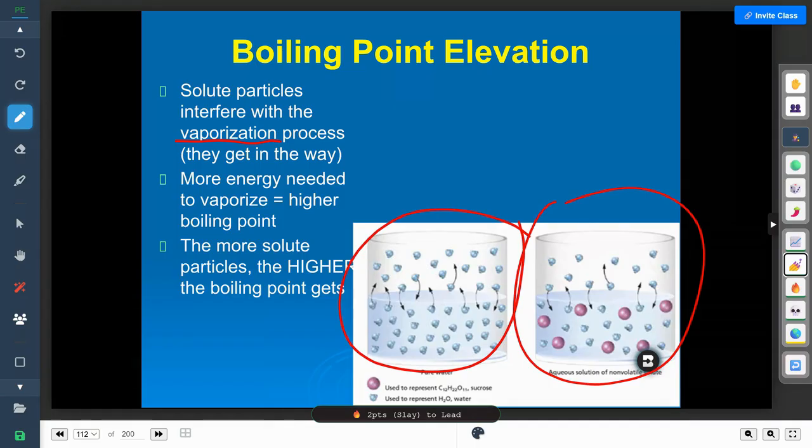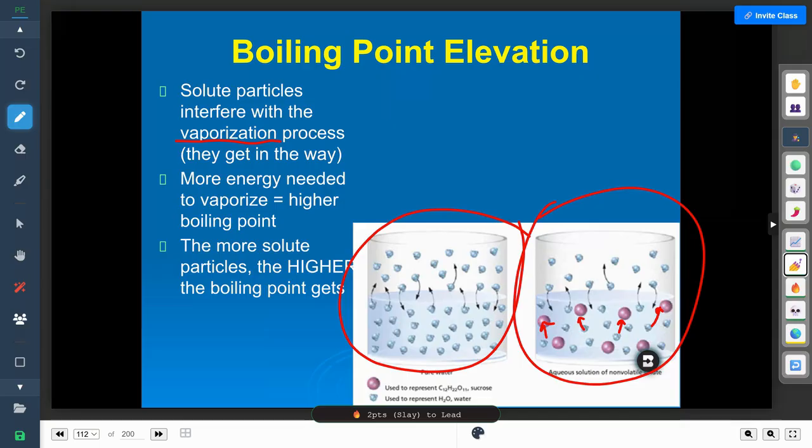And the reason that we have more escapees is because these little guys, as they try to get away, the little water particles, might end up bouncing into and running into our solute particles. And if these solute particles are getting in the way, then even if they had enough energy where they would have been able to escape before, now they don't have the energy to get out like they did before, okay?